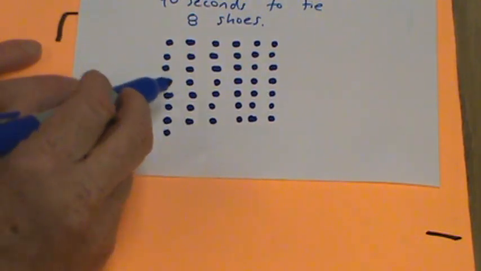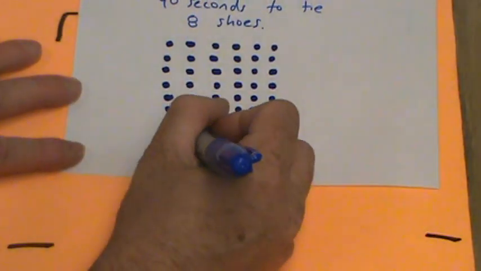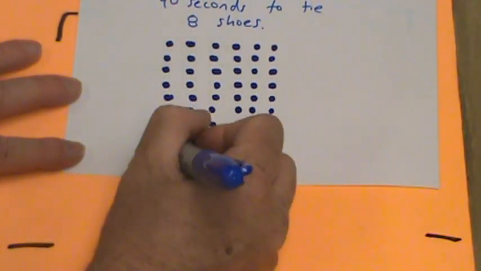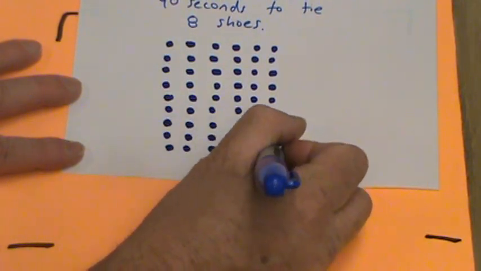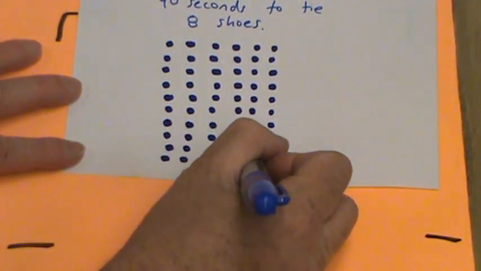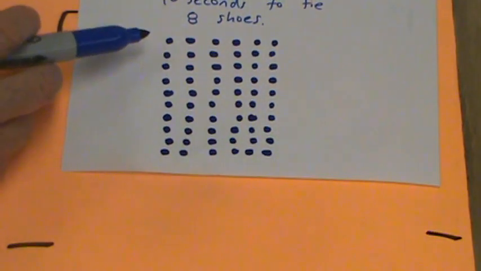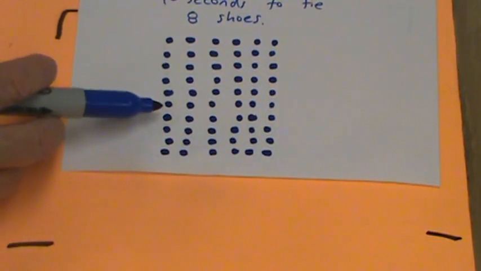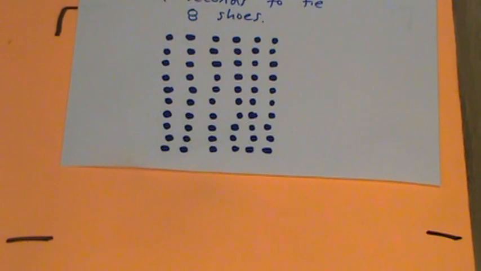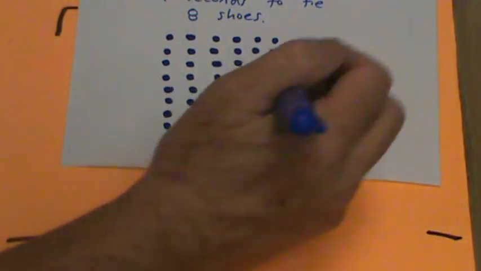One, 2, 3, 4, 5, 6, 7, 8. And there we have it. 1, 2, 3, 4, 5, 6, 7, 8, 9, 10. So what would this equal? Well, what's 10 times 6? So it's going to equal 60.